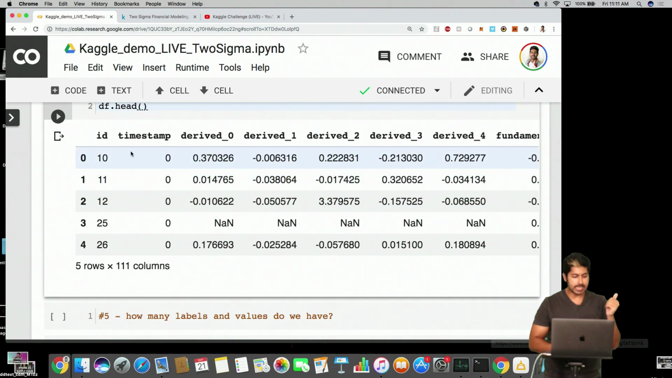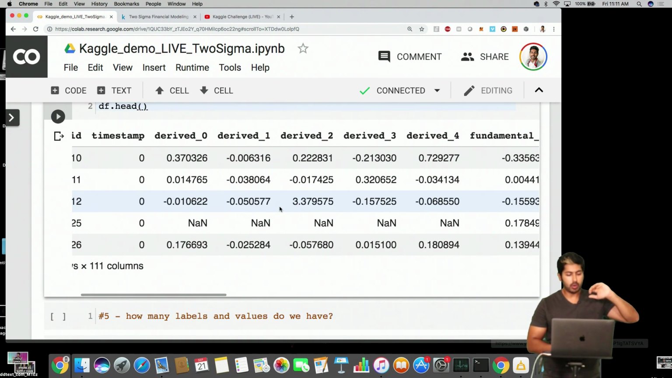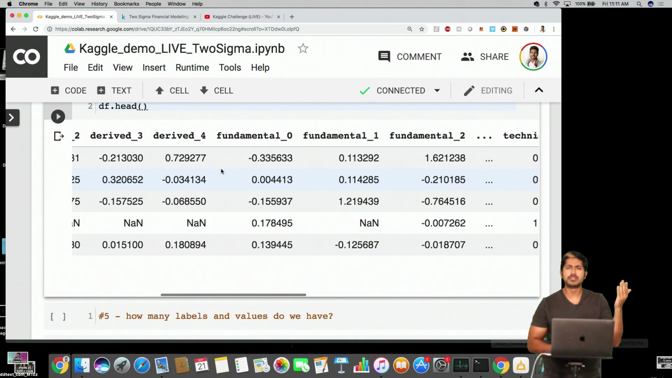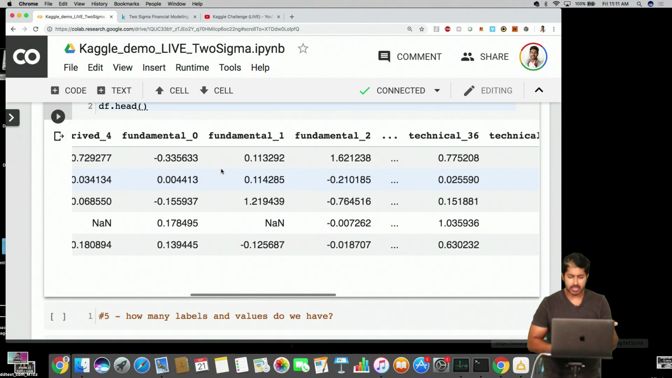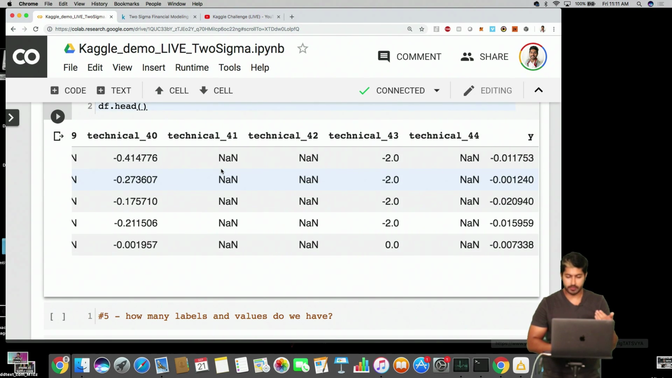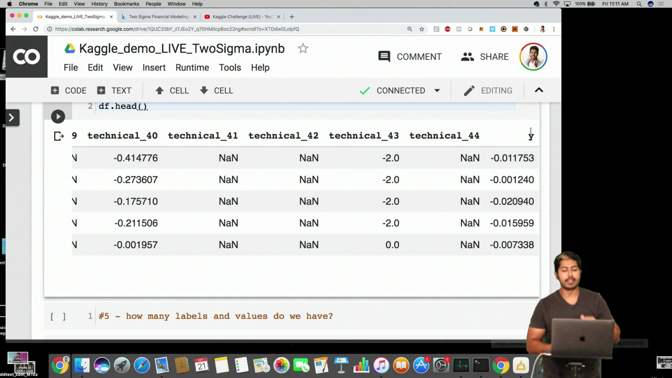Okay, so we have an ID, we have a timestamp, which is going to be a different time. And so these are all of our predictor variables. Now, what do these mean, right? There's more than 42, 44 variables, and then we have y. So y is our predicted variable.